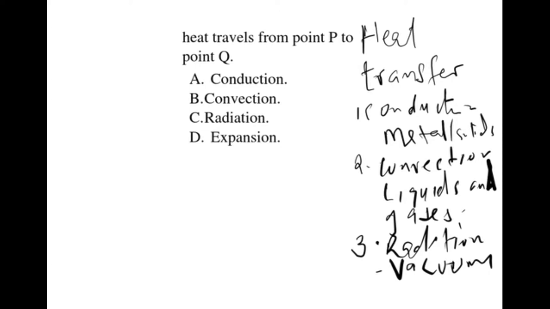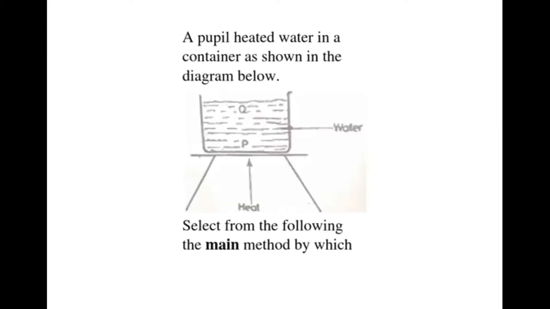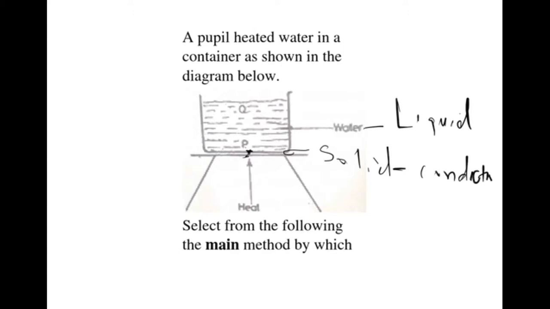Therefore, looking at the experiment, the heat moved from point P to point Q. So looking here, we have water, which is a liquid. Between the stand and the sufuria there, since the sufuria is a solid, the method of heat transfer there was conduction. Conduction is the mode of heat transfer that takes place in all solids, and especially in good conductors of heat, which are metals.